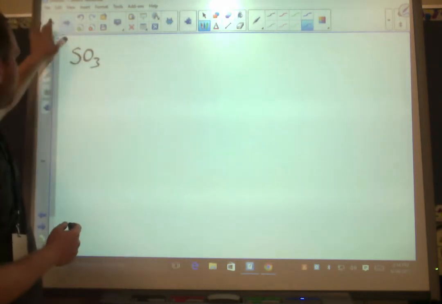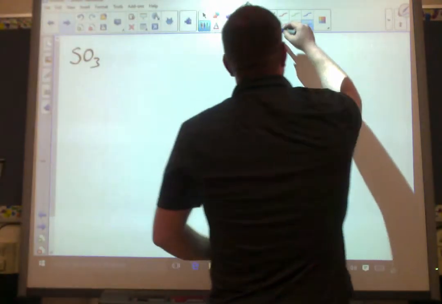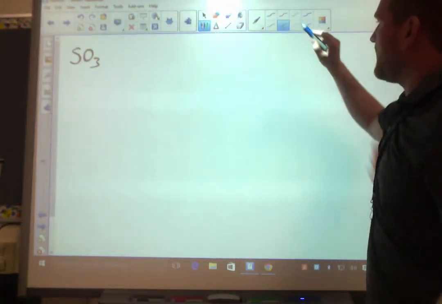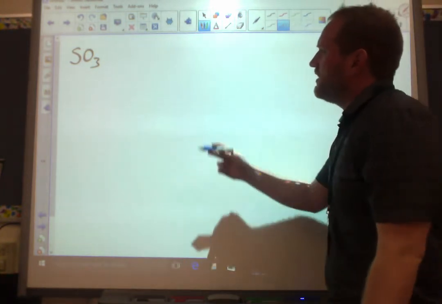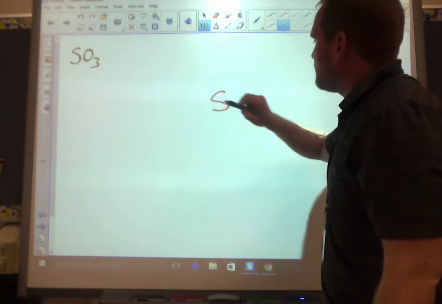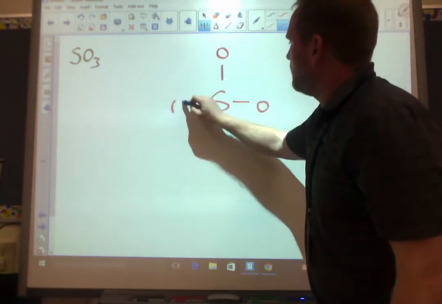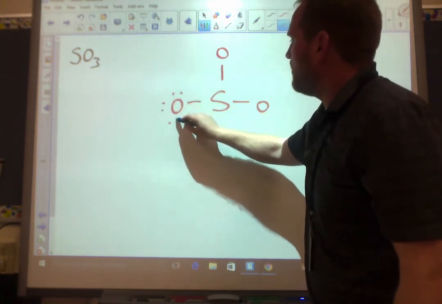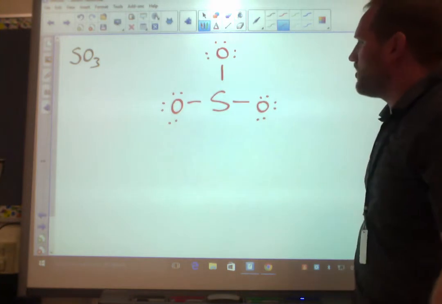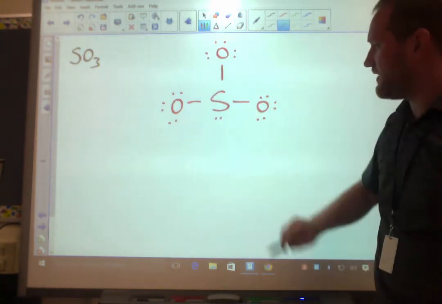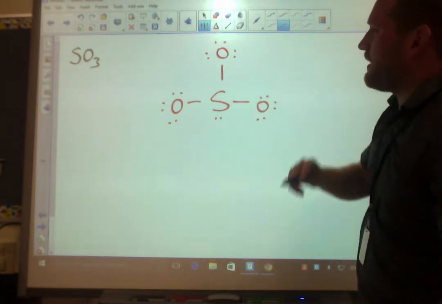Okay, next shape. Let's do SO3, sulfur trioxide, not to be confused with sulfate. Sulfate would be SO3 2 minus. Let's just do SO3. S in the middle, 1, 2, 3. All right, dots around the O's, dots around the O's, dots around the O's, and don't forget, right there. People often forget that. Okay, so this might be correct, it might not be.